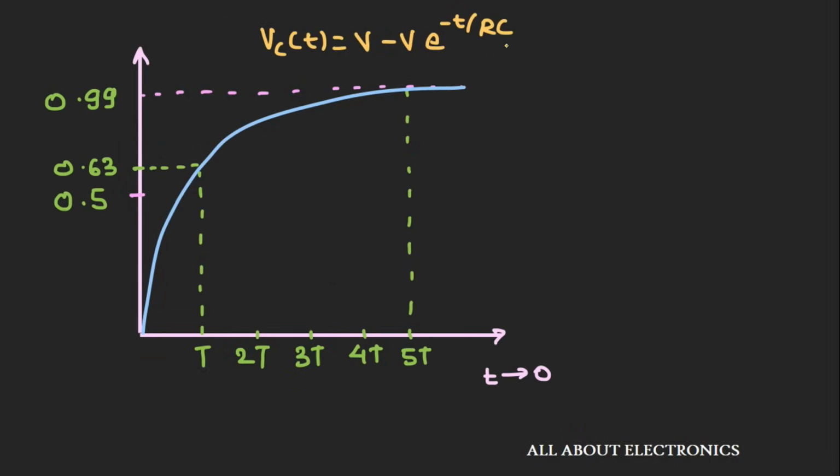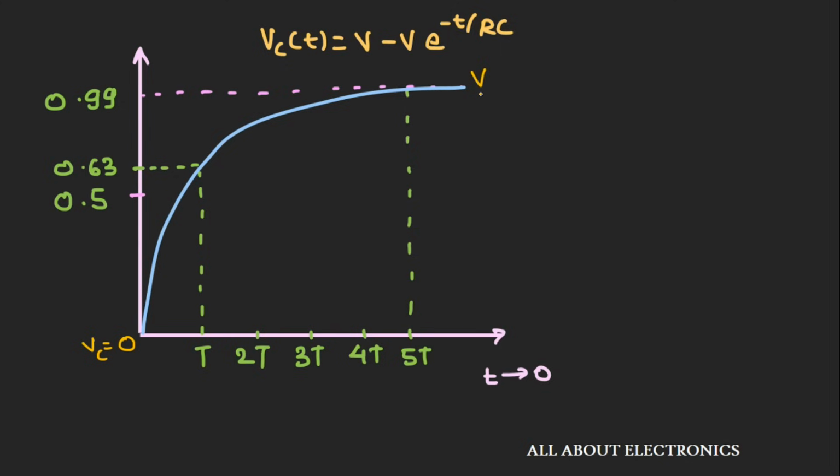So the overall response Vc(t) can be given as V minus V into e to the power minus t over RC. And if we see this equation graphically, it will look like this. At time t is equal to 0, there will not be any charge across the capacitor, and the value of capacitor voltage will be 0. And as time progresses, the capacitor will charge exponentially and reach a maximum value equal to the voltage V at time t is equal to infinity, or in a steady state condition.